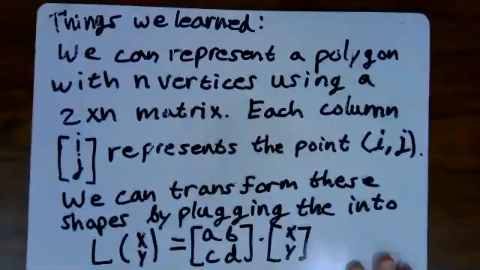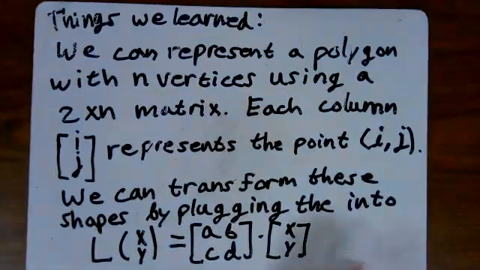Last time, this was the very last board that we saw. Last time we learned that we can represent a polygon with n vertices using a 2 by n matrix. Each column, i j, represents the point i j. And we can transform these shapes by plugging them into L of the column matrix x y equals A B C D, the 2 by 2 matrix A B C D, times the input x y.